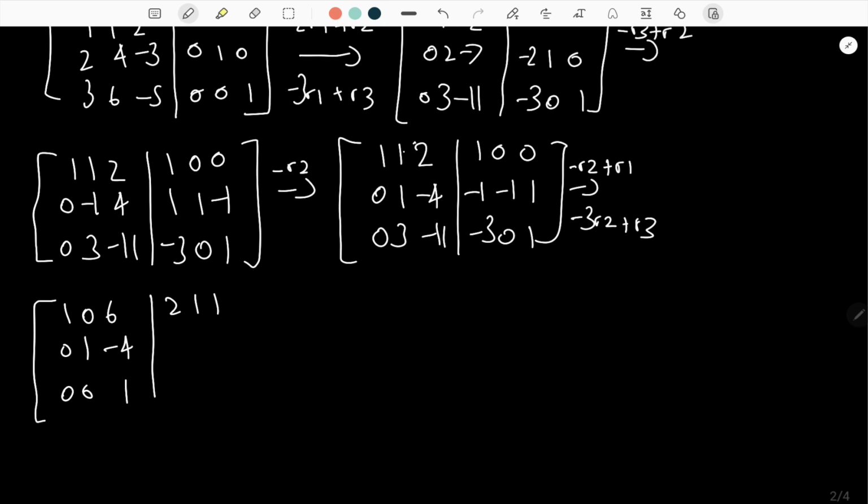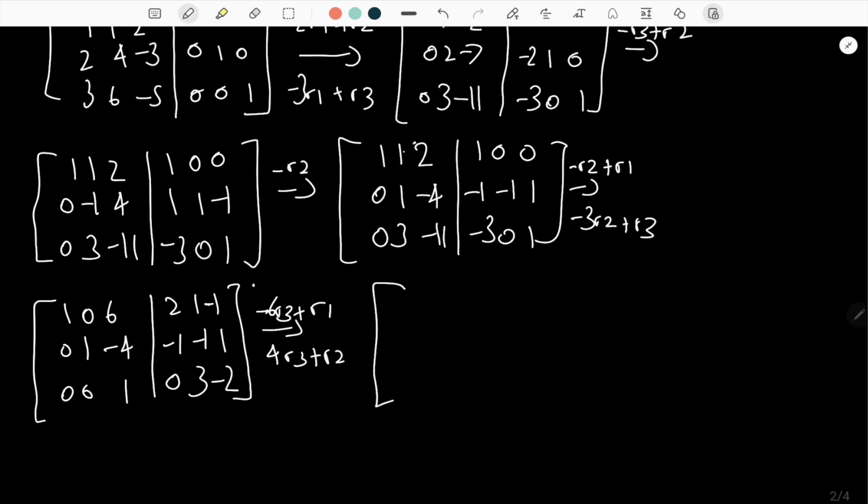So this method is quite long, and it's very common to make a silly mistake here. So be very careful when you're doing this. And again, you can recheck your answer using the calculator. Oh, there's a negative 1 here. And now we use this to get rid of this. So negative r3 plus r1, negative 4 r3 plus r2, and the final answer here you'll get this.